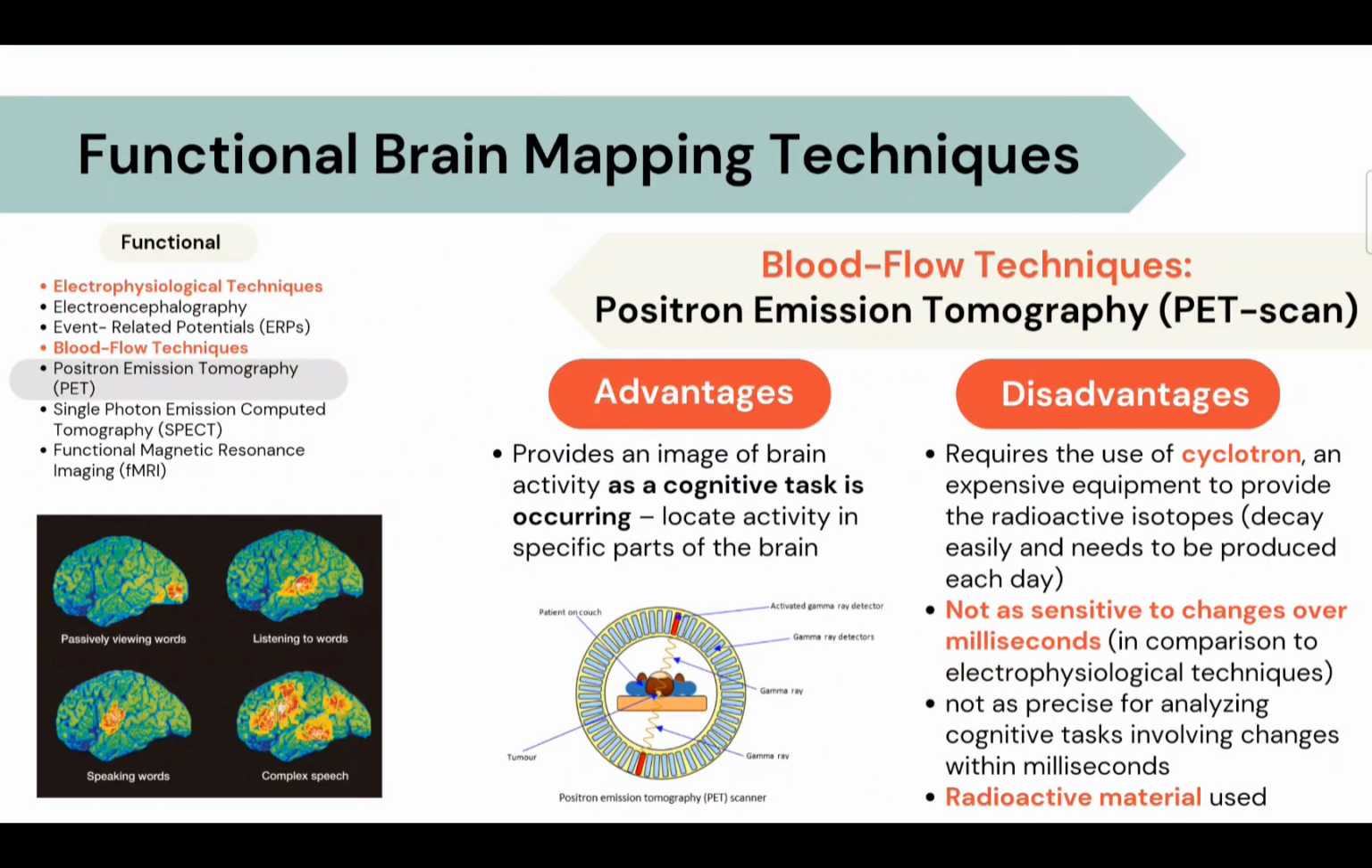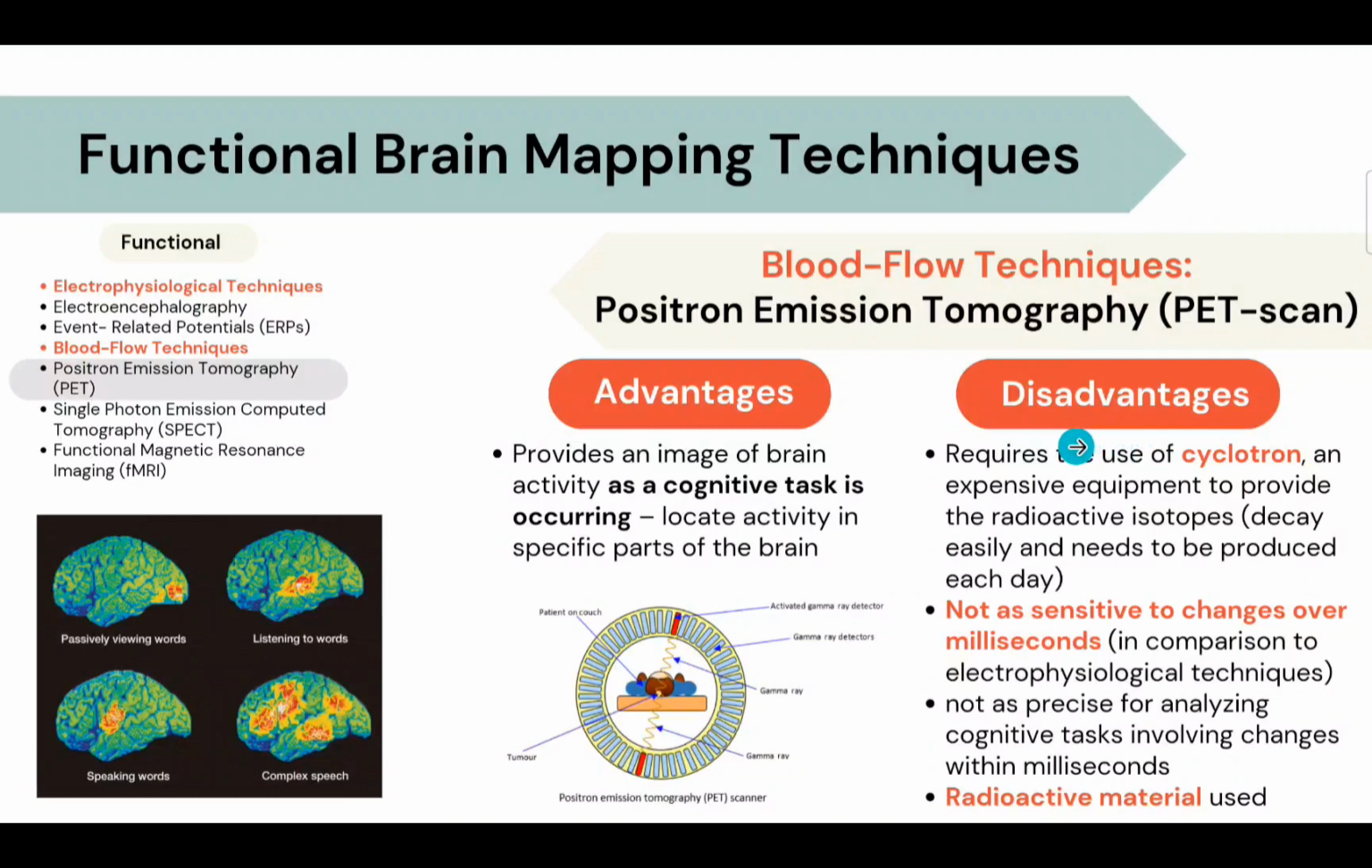The advantage of PET scan here is it provides an image of brain activity as a cognitive task is occurring. Okay? We do something, and while we do something, we can see the part of the brain that is active. As you can see from the picture down here, the occipital lobe lights up or is active when the person is passively viewing words. Viewing, okay? They see the words. So when something has to do with vision, the occipital lobe will be activated. Just like here, listening to words, the temporal lobes will be activated.